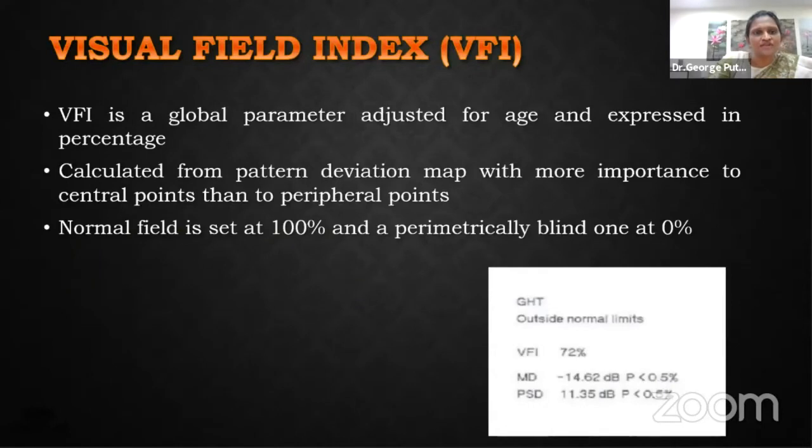So the visual field index is a global parameter. It is adjusted for age and it is represented as a percentage. This gives us a better clue of the visual field available in the patient. It is calculated from the pattern deviation map, with more importance given to the central points. The normal field is around 100%, and a perimetrically blind field gives us a 0% visual field index.